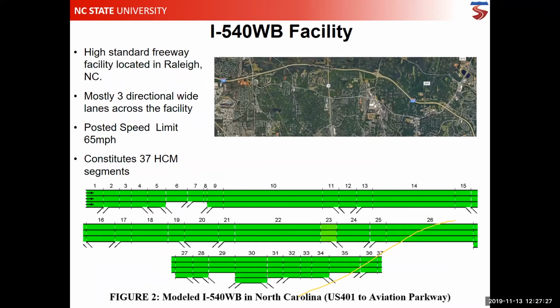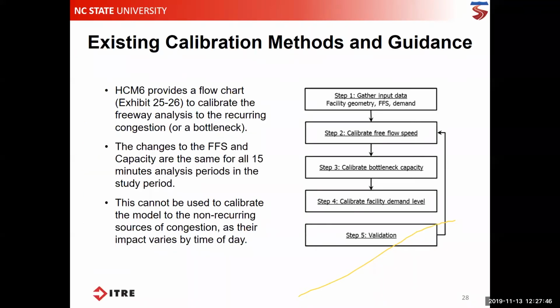So as you can see, this is our facility, mostly 3 lanes, and it's a high standard facility, very wide lane widths, very high free flow speed. The speed limit is at 65, our free flow speed is about 70-75 miles per hour. It's located in Raleigh, North Carolina.